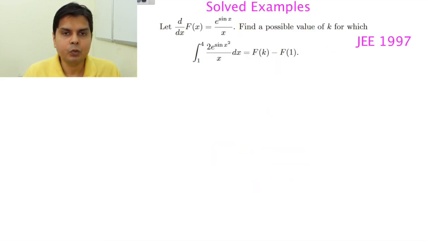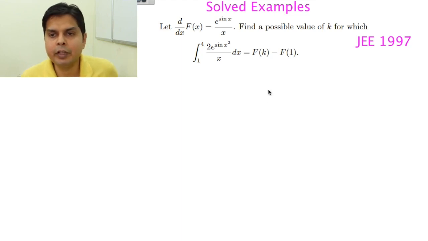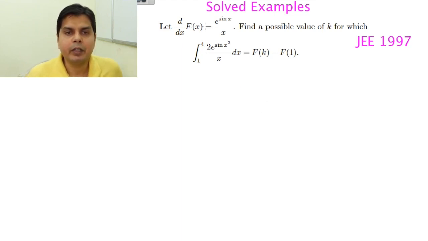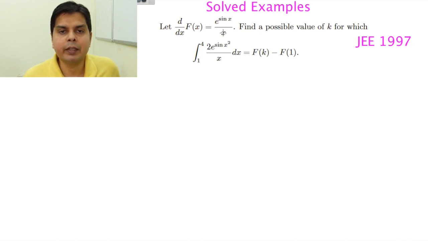Now let's see another problem. This problem is J97. d by dx of f(x) is equal to e to the power sin x by x. Find a possible value of k for which this happens. Now in this question, you have been given e to the power sin x square, and this thing you have been given in terms of e to the power sin x. So it's better to convert this sin x square in terms of sin x.